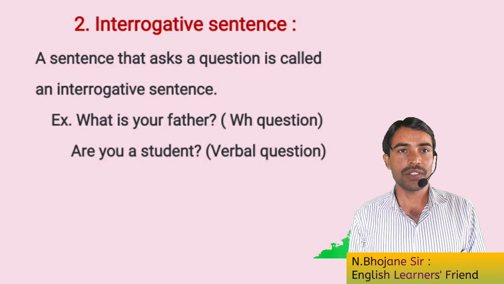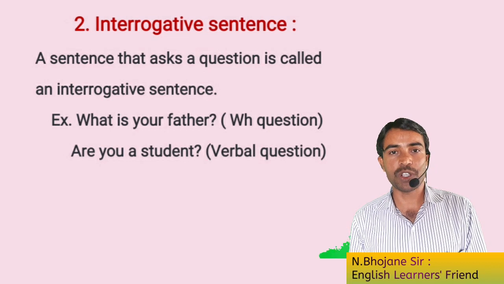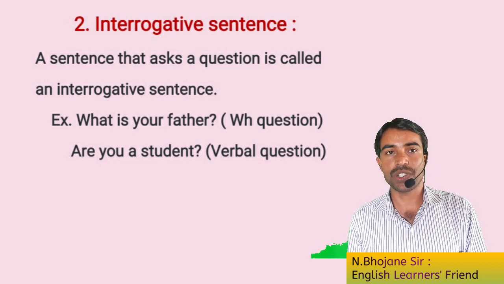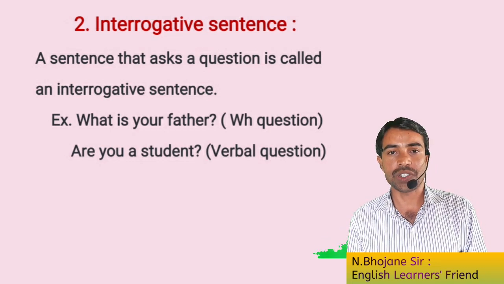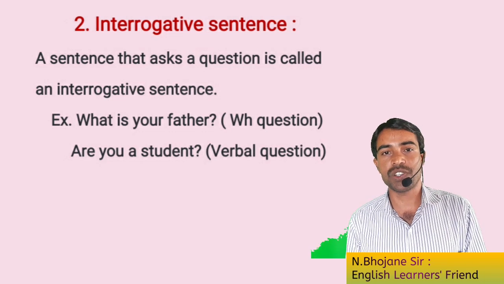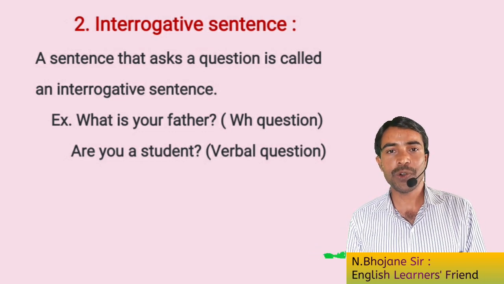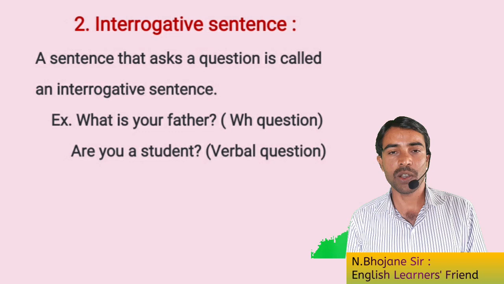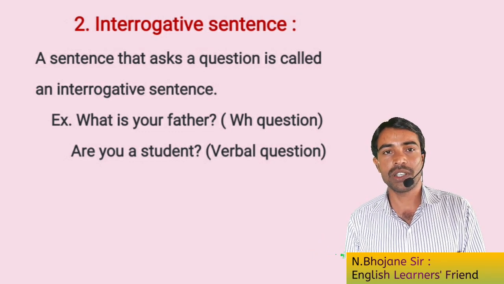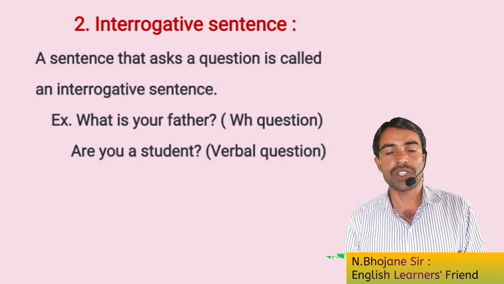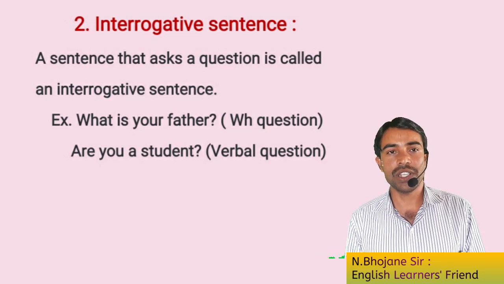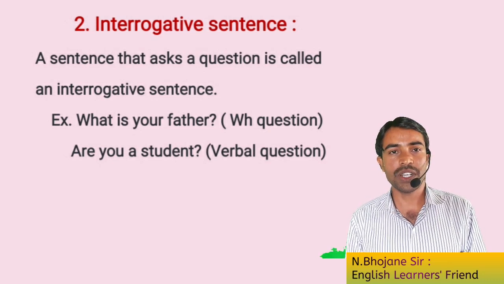WH question. A question beginning with WH words is called WH question. These questions are asked to seek information. For example, where do you live? Verbal questions are also called yes no type questions. These questions are asked to get answer yes or no. For example, are you listening?